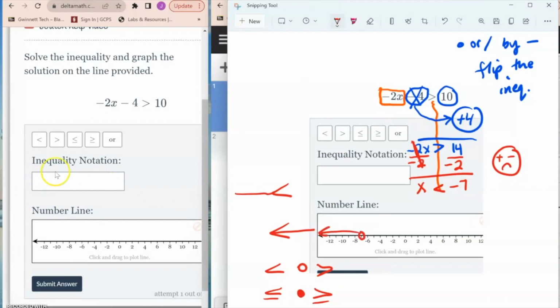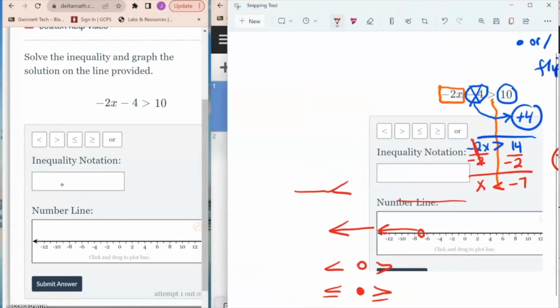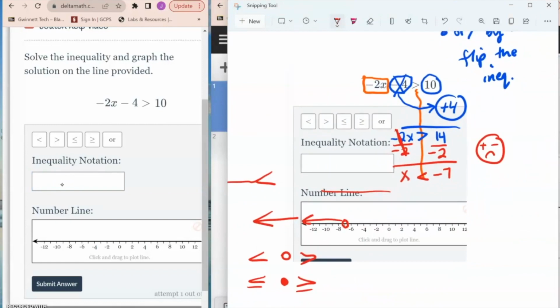All right, so let me go ahead and put it all in here. So what's the inequality notation? It's right here. X is less than, and you're going to write the whole thing. So you're going to write x is strictly less than negative 7. And then to graph it, you're going to do an open circle over here. So it says click and drag to plot the line. So I'm going to click and drag. But that's a closed circle, right?